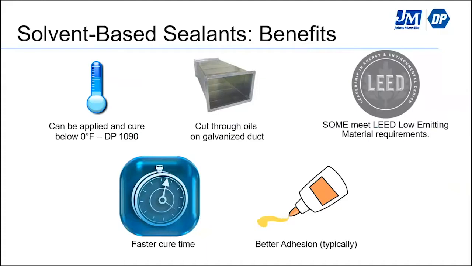One of the other benefits of the solvent-based sealant is on older spiral machines. A lot of times there is a lot of oil that's used to push the metal through the knurls. The solvent-based tends to cut through that without a lot of cleaning. There are large variations in VOCs within the solvent-based. DP 1090 again is 44 grams per liter. There are many out there in the 400, 500, 600 grams per liter range. So keep an eye on that, please.